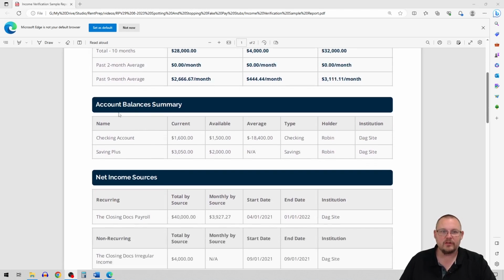You can also come down to this next section, which talks about account balance summaries, which is going to give you their current balance, their available balance, what their average balance is, which can sometimes be incredibly useful, and then what type of account it is.